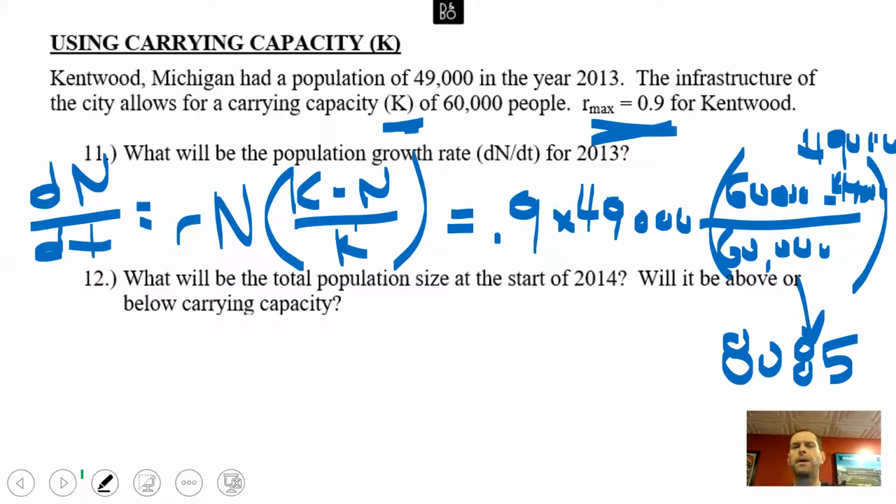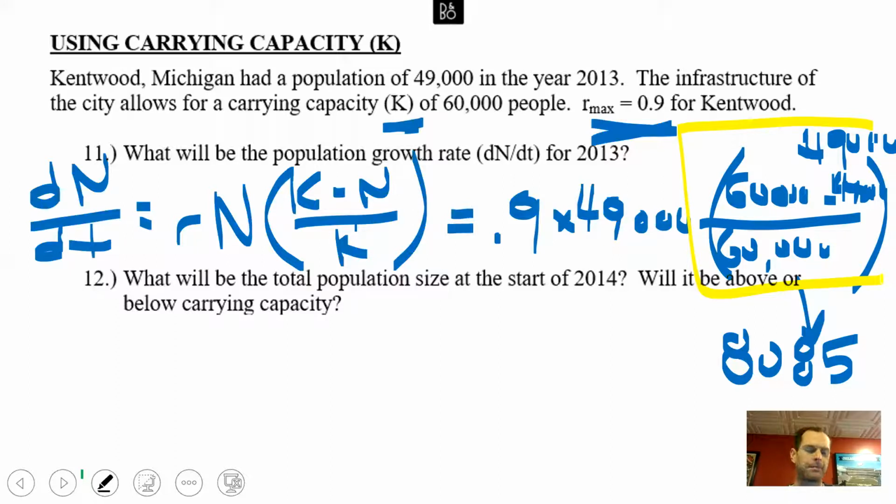But again, the part that a lot of people were missing, I think, on this was the most important part that you are missing is the part that's written the most disgusting. So it should have been a 60,000 minus 49,000. So it ends up being like 11,000 over 60,000. And that gives you like a 0.183.